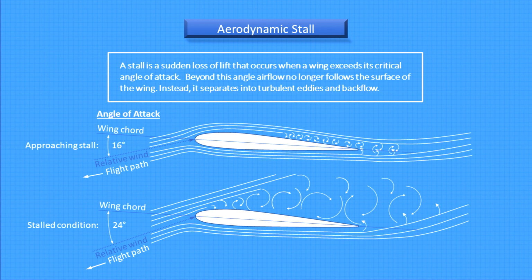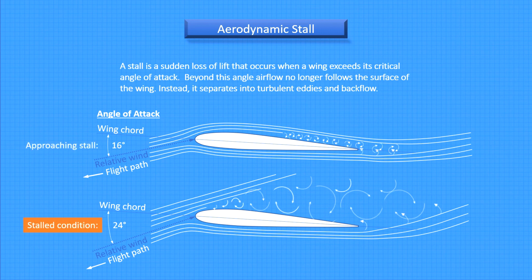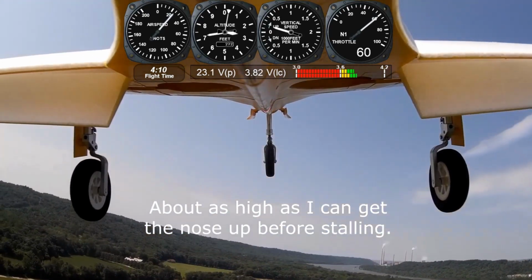So what is a stall, and how does it happen? An aerodynamic stall is a sudden loss of lift that occurs when a wing exceeds its critical angle of attack. Beyond this angle, airflow no longer follows the upper surface of the wing. Instead, it separates into turbulent eddies and backflow. This separation begins at the trailing edge of the wing and moves forward as the angle of attack increases. The transition from smooth, attached airflow to detached, swirling air is felt inside full-scale airplanes as buffeting. You can see that same buffeting shake the wings on my Avanti as it approaches its critical angle of attack.